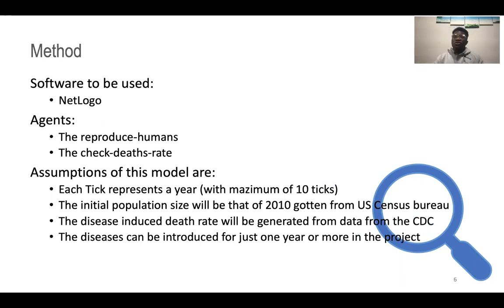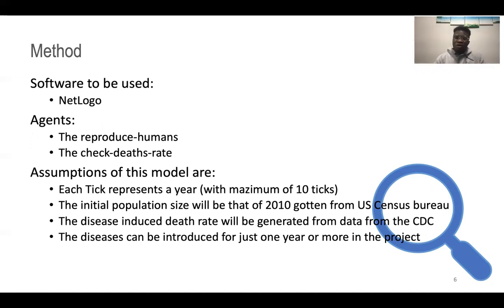The software we chose to use is NetLogo because this is a great tool which I've learned in this class. The agents we chose are the reproduce humans agent and the check death rates agent. Reproduce humans agent will deal with the relative growth rate which Singh already put in his paper. And check death rate would introduce the parameter for disease-induced death rates.